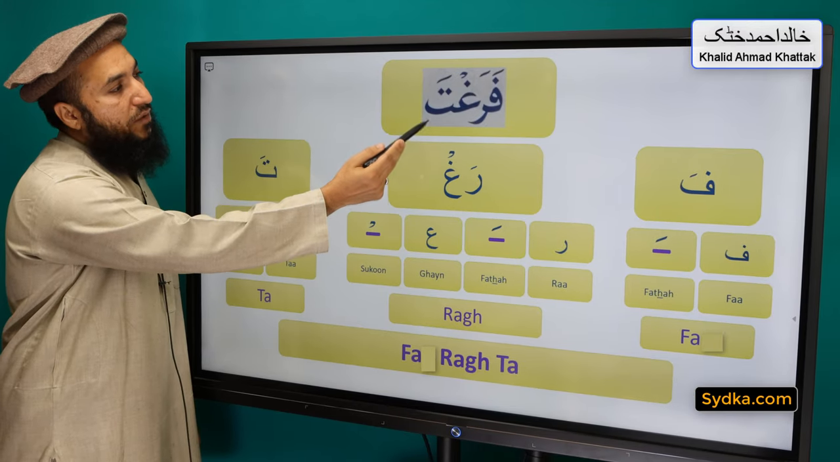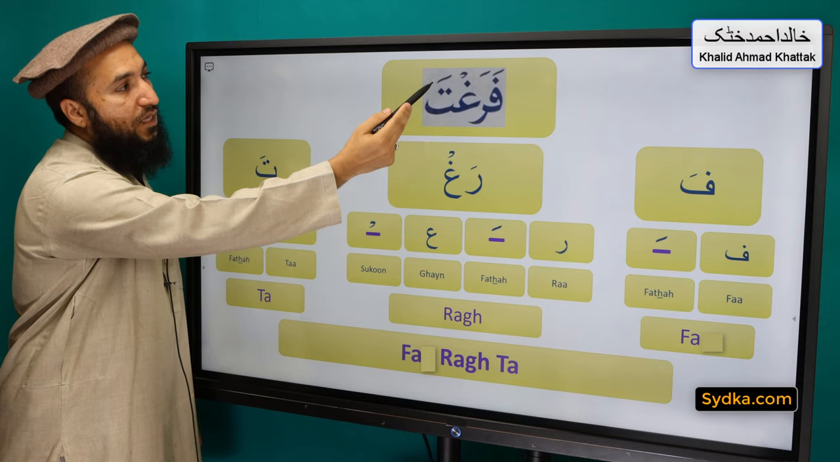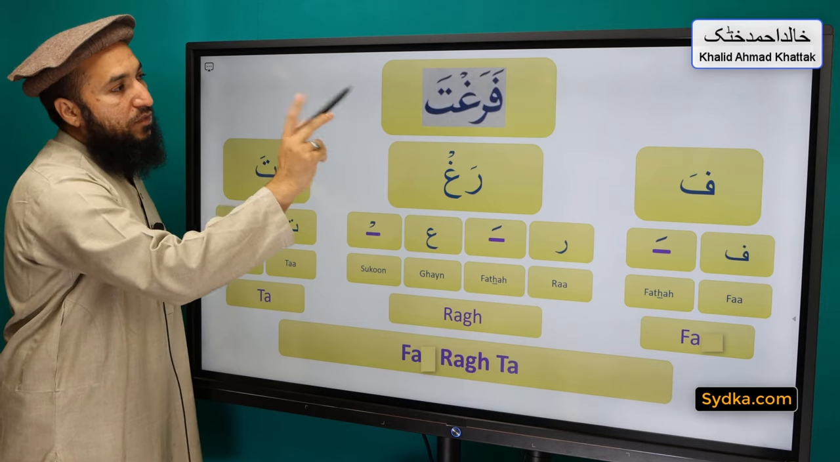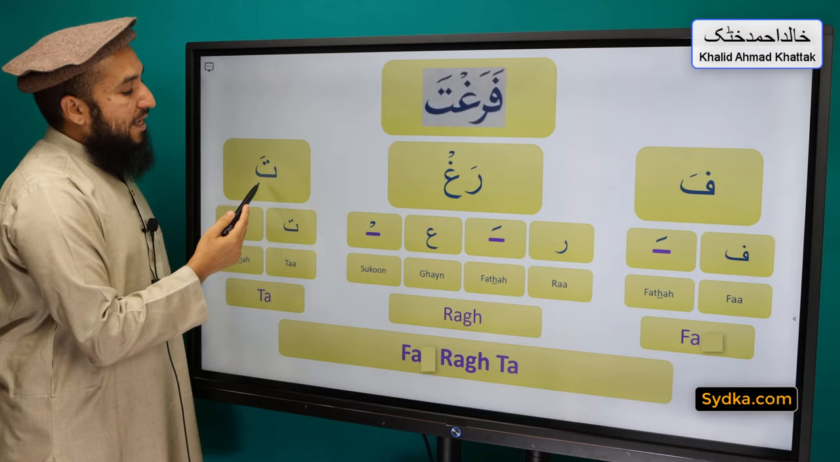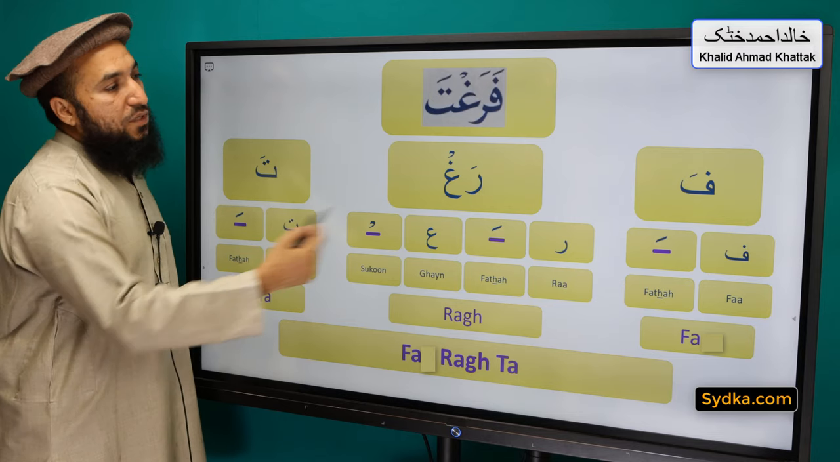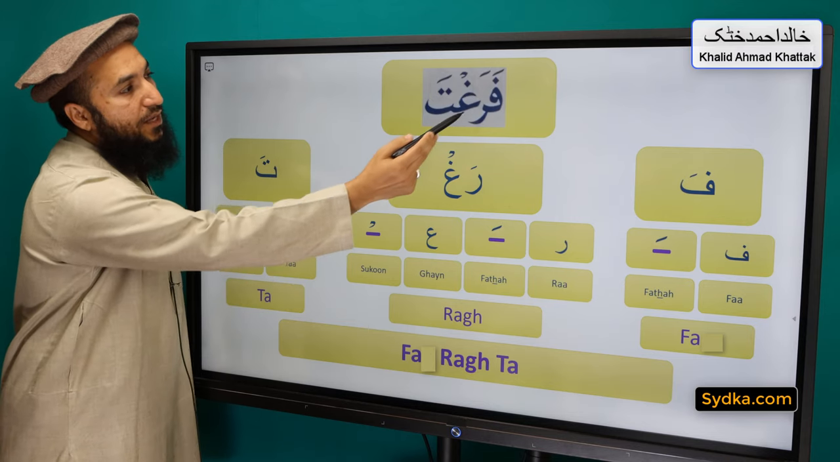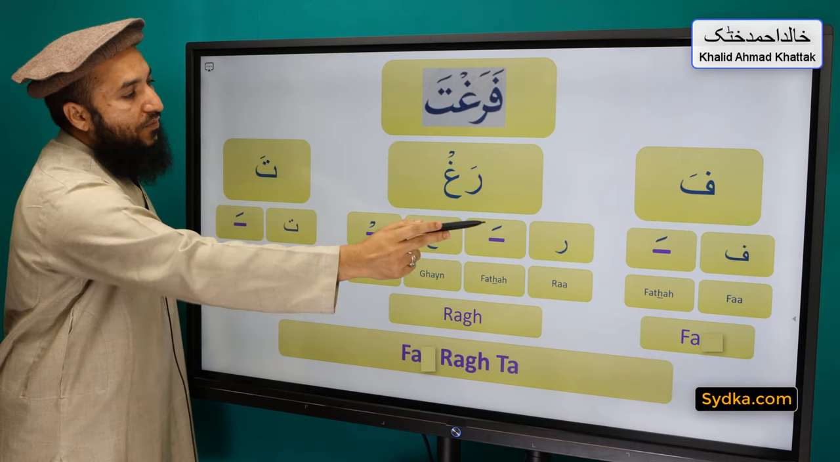The next syllable we have is ta fatha ta. Ta is a light letter, it has fatha on top of it, and it is prolonged for one count. Ta fatha ta. Combining all three syllables together, we have faragta.